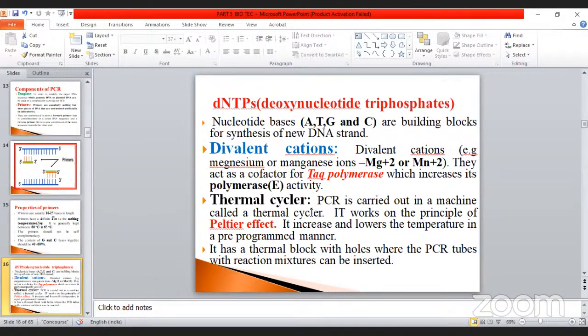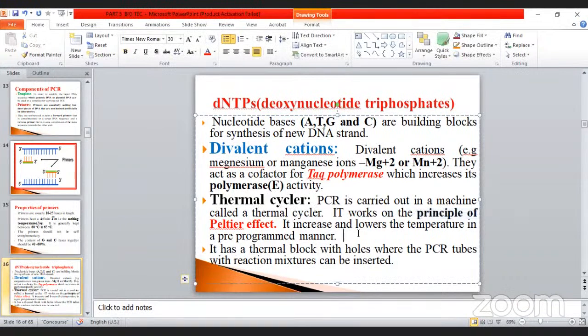Okay, thermal cycler. A thermal cycler is an instrument, otherwise called a machine, used for the PCR process. Which principle is used? Peltier effect. The Peltier effect principle is used for the PCR technique. Okay, so that is also a very important thing.